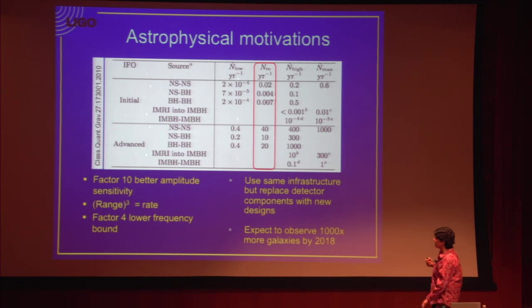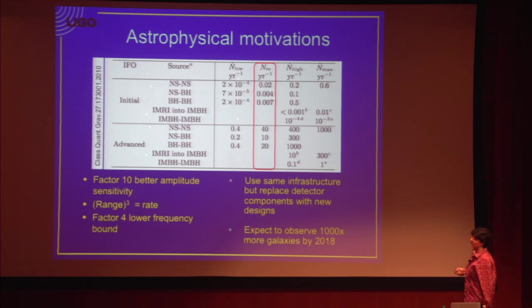Okay? So that was the motivation: if you could build a detector that had a factor of 10 better amplitude sensitivity, which means that the rate goes up by the cube of the sensitivity improvement, so a factor of 1,000, you could really start to have a very large likelihood that there would be signals to be seen. So the idea was to keep the same infrastructure, the same observatories, the same buildings, but to replace everything inside the vacuum system and to expect to be observing about 1,000 times more galaxies. So 1,000 times is just the rate by 2018. That was the goal and the motivation.